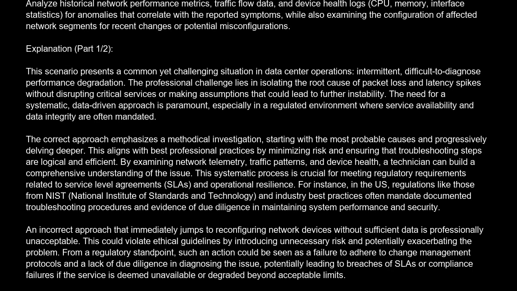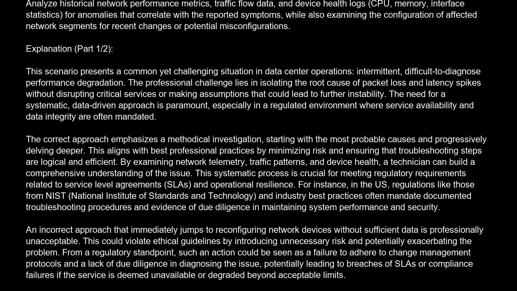The correct answer is D. Analyze historical network performance metrics, traffic flow data, and device health logs (CPU, memory, interface statistics) for anomalies that correlate with the reported symptoms, while also examining the configuration of affected network segments for recent changes or potential misconfigurations.